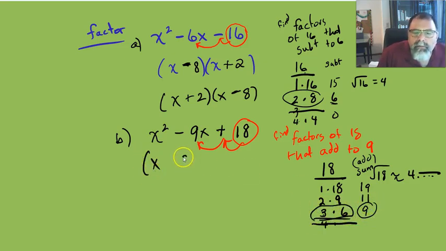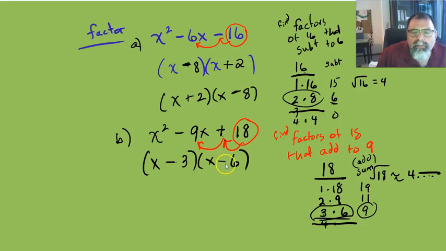So (x 3)(x 6). Now I put in my signs. Remember, when I'm adding this, the larger factor will get the sign for the sum. So if the sum's -9, 6 has to be negative. Now when I'm multiplying to get a positive, I need both these signs to be the same as each other. So they're both going to be negative. A negative times a negative makes a positive.